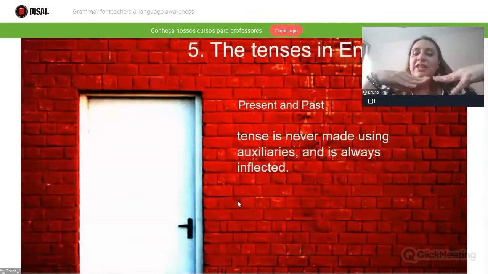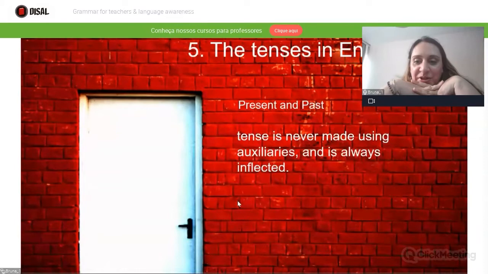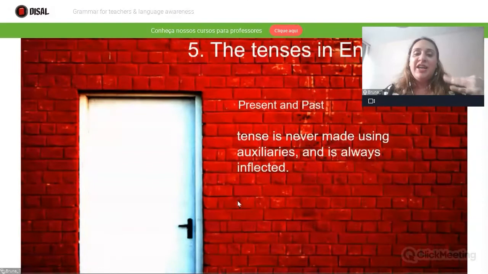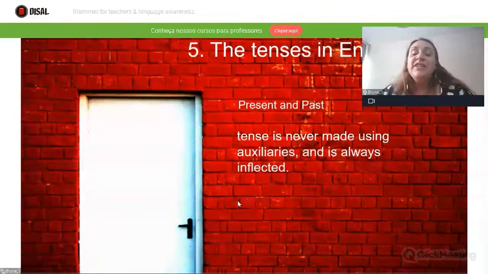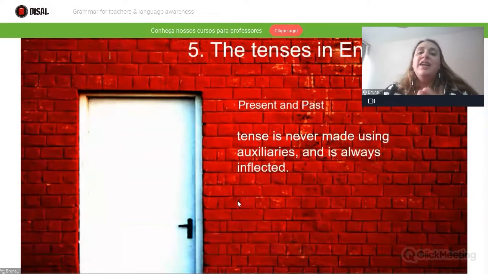Tense is something different from time, which many people are writing about using the future tricks, using like will to express future, but then it's not a tense. So we have only two tenses, which are the present and the past. The future is something different. So let's take a look.